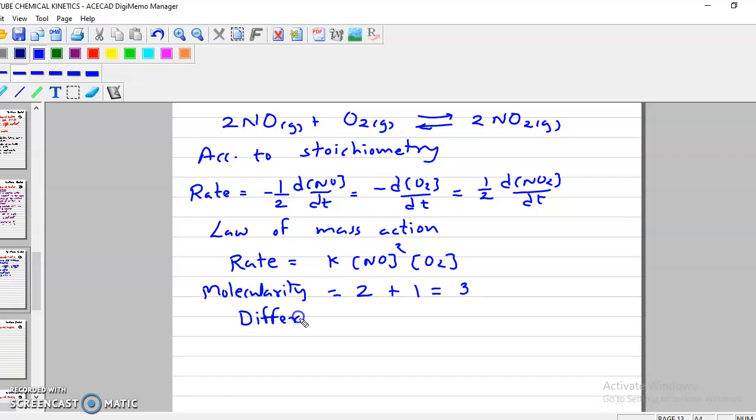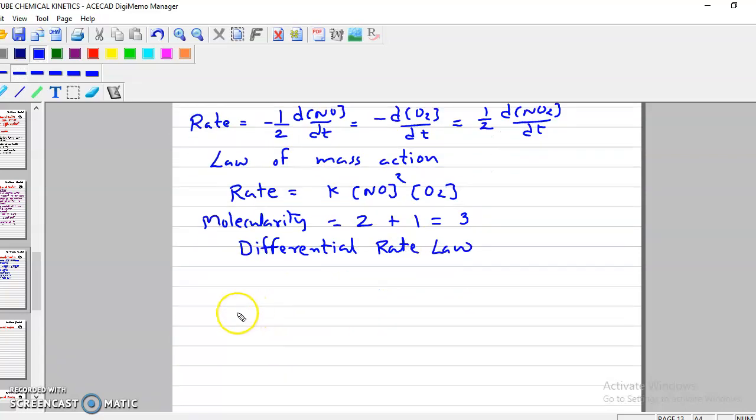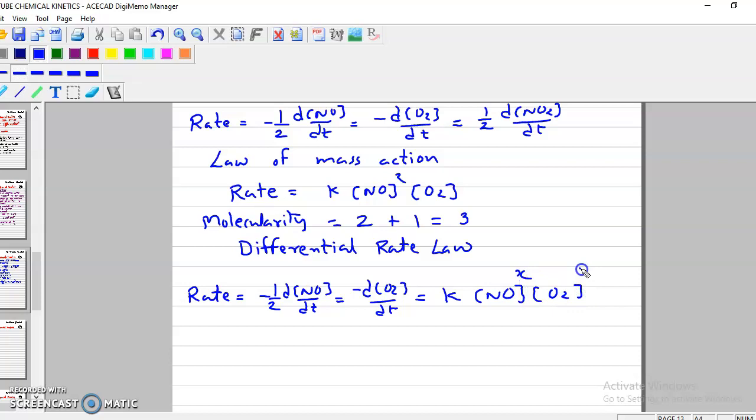Now the differential rate law for this reaction: we will combine the stoichiometric relation and the law of mass action. So we can write rate is equal to minus 1 upon 2 d[NO] by dt, or minus d[O2] by dt, is equal to K [NO] raised to x and [O2] raised to y, where x may or may not be equal to 2 and y may or may not be equal to 1. So here x is equal to the order of reaction of NO, and y is equal to the order of reaction of oxygen.